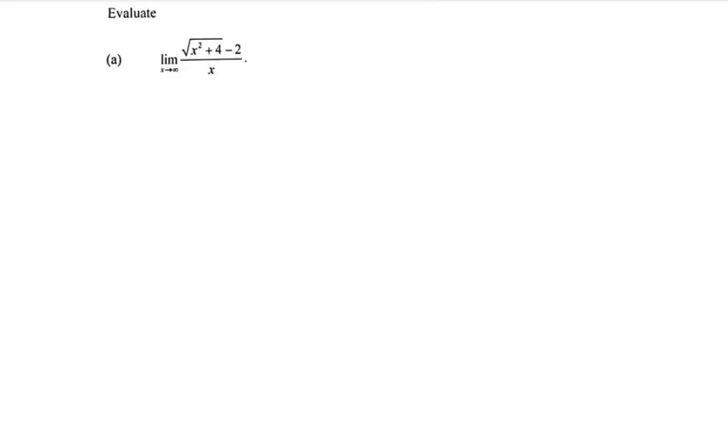Kindly refer to the question, evaluate the limit given. Here we have the limit as x approaches infinity for the function given. So kindly substitute. If we substitute, we will obtain infinity over infinity, which is an indeterminate form. So the strategy would be to divide by the highest power of the denominator.